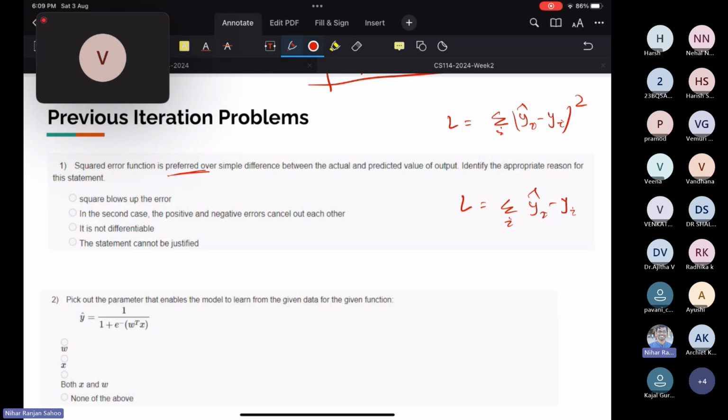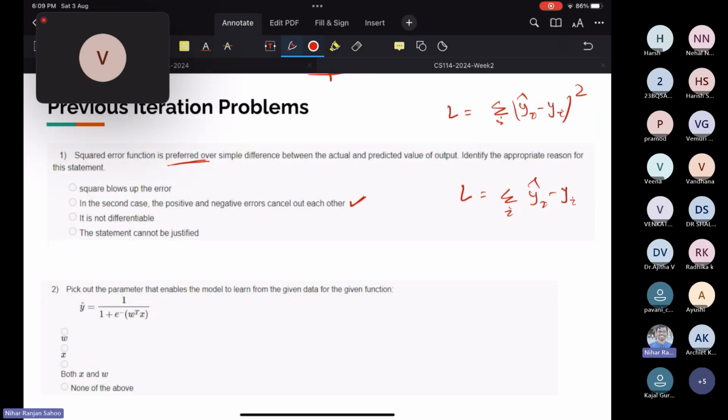Square blows up the error. Square doesn't blow up the error, so that's not the problem. In the second case, positive and negative errors cancel out each other. We saw that with one example when it was predicting either 0.7 or 1.3, right? So this is the right option. It is not differentiable: a square is differentiable, and the statement cannot be right. So option B is right here.